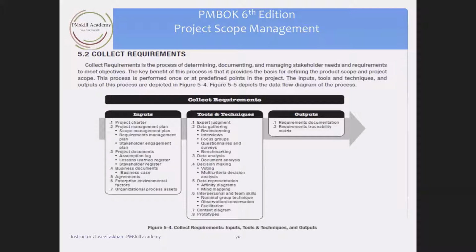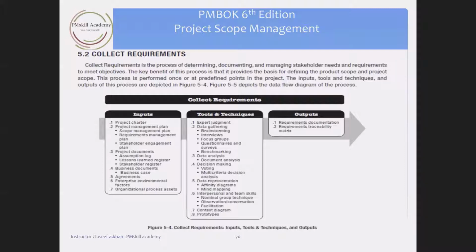There are many types of requirements which we need to collect during this process. Collect Requirements is the process of determining, documenting, and managing stakeholder needs and requirements to meet our project objectives. The key benefit is that it defines the product scope and also the project scope.